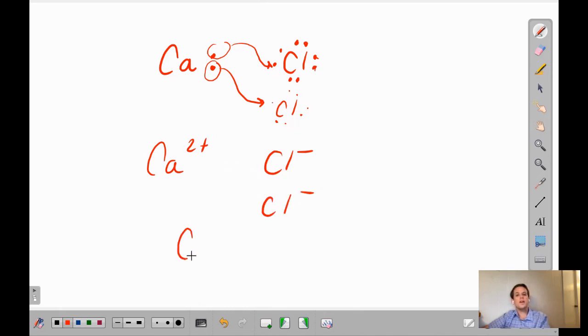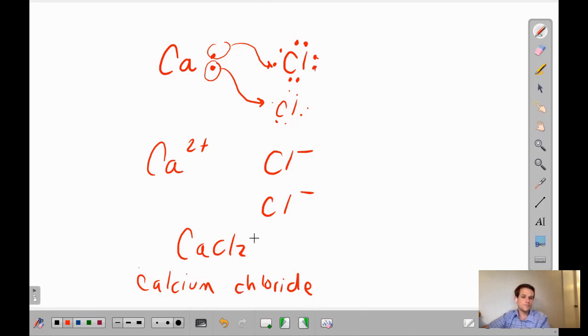How would we write it out? We would write it as CaCl2, and we would call it calcium chloride. We didn't call it calcium 2 chlorides or anything like that. We just call it the first name and the second name, but we change it to "ide."